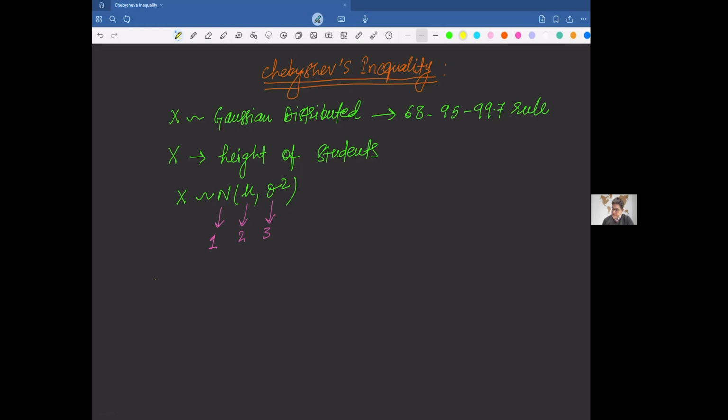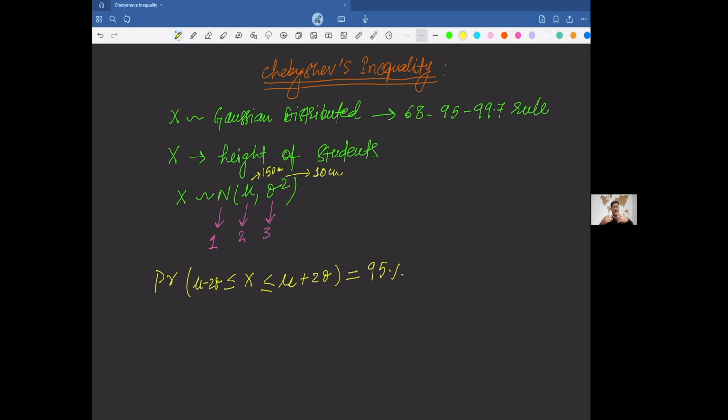If I know all these things, then the probability that my x lies between mu minus 2 sigma and mu plus 2 sigma is 95%. We know this. What does it mean? Let us say our mean height is 150 centimeter and the standard deviation is, let's suppose, 10 centimeter.